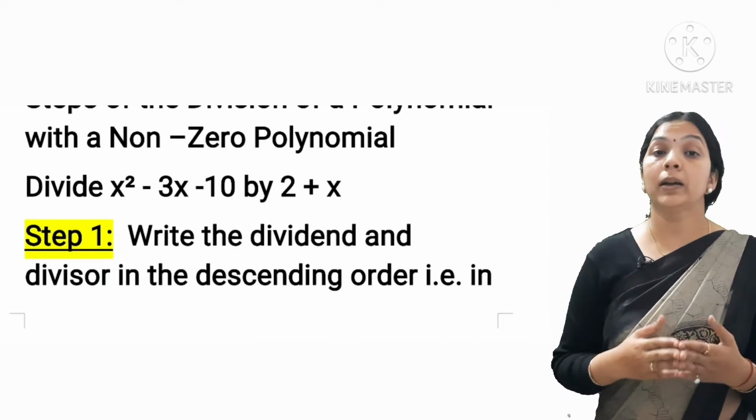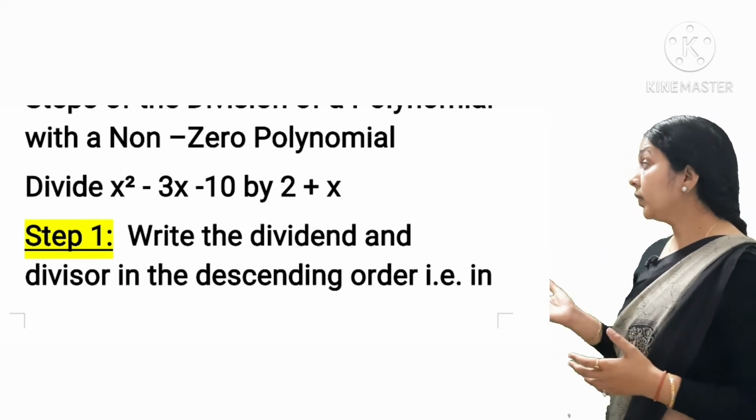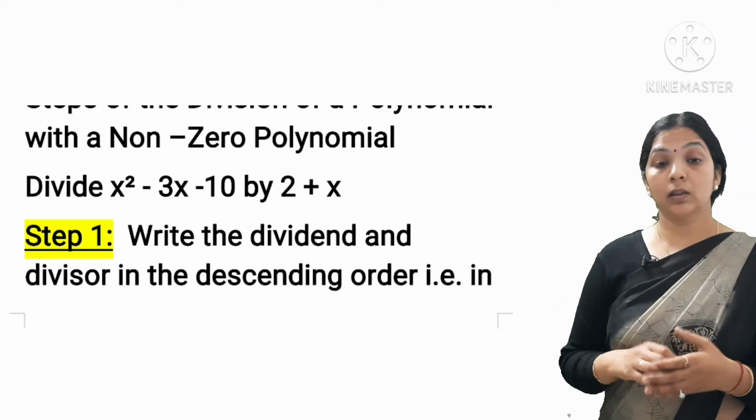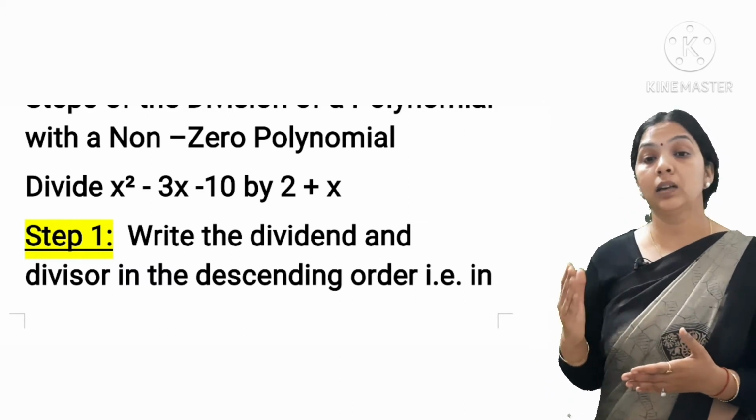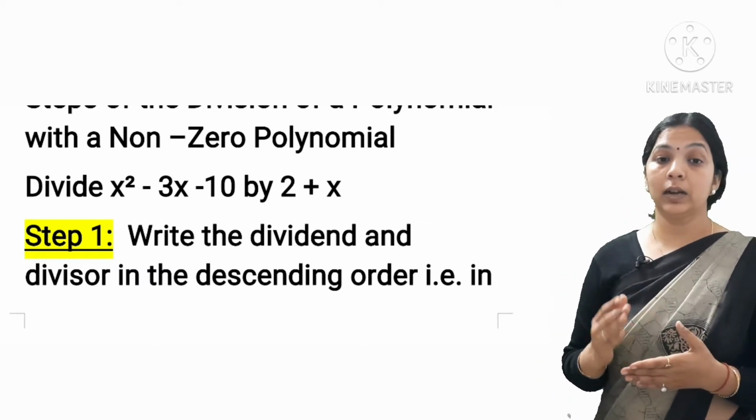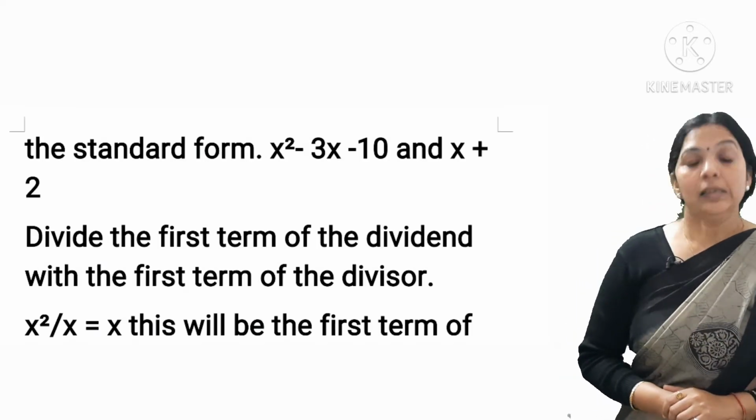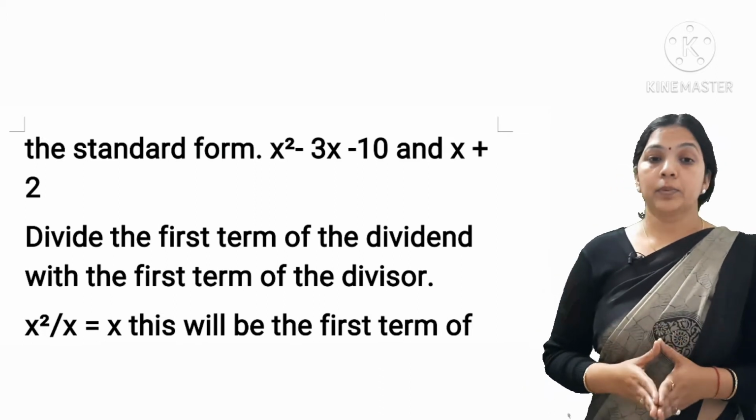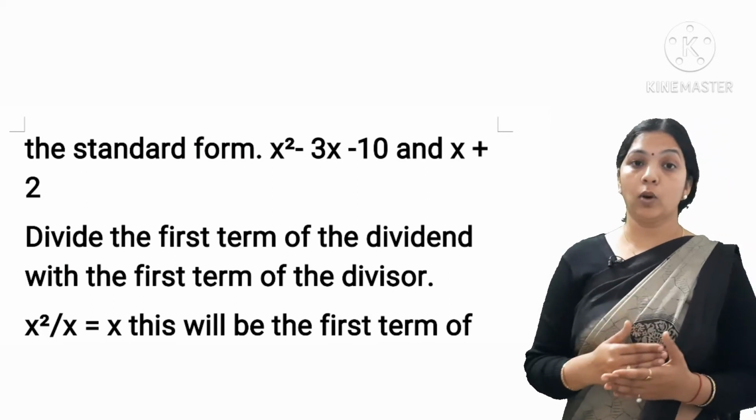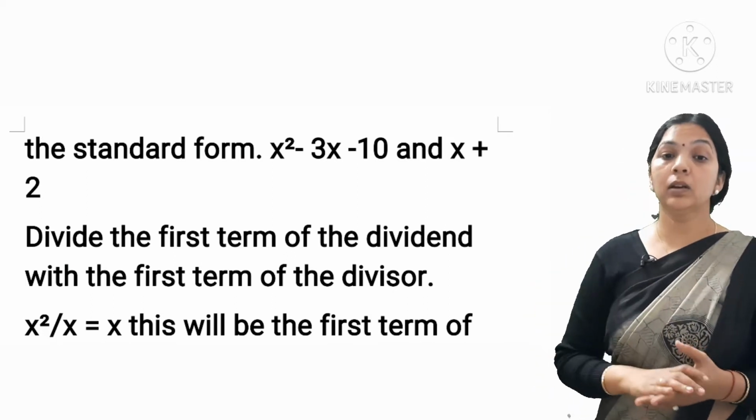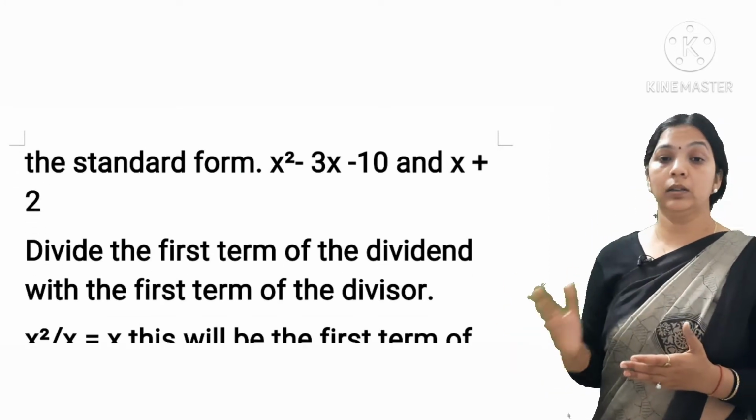Divide x square minus 3x minus 10 by 2 plus x. Now we are dividing this. So what are the steps we have to follow? First step is to write the dividend and divisor in the descending order, that is in the standard form. That means we have to arrange them in the descending form. First we have to mention the highest degree, then the second, then the third one, and so on.